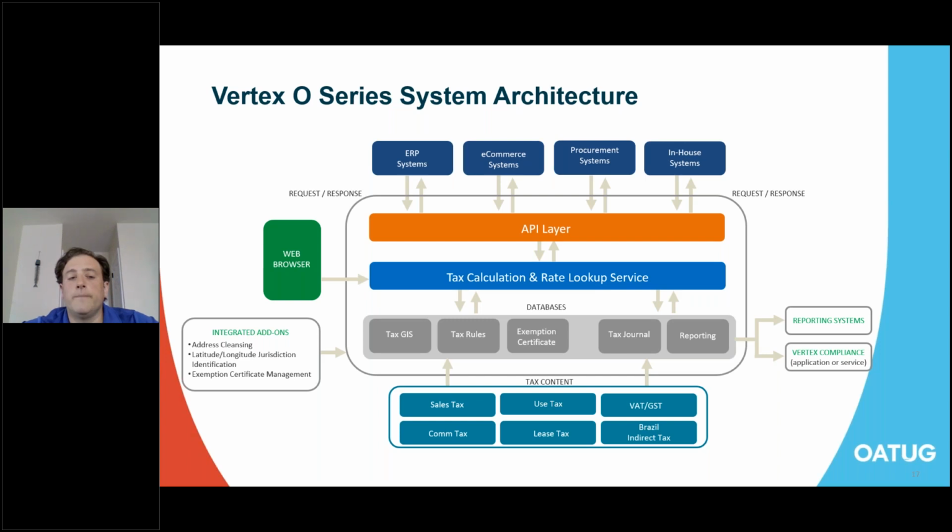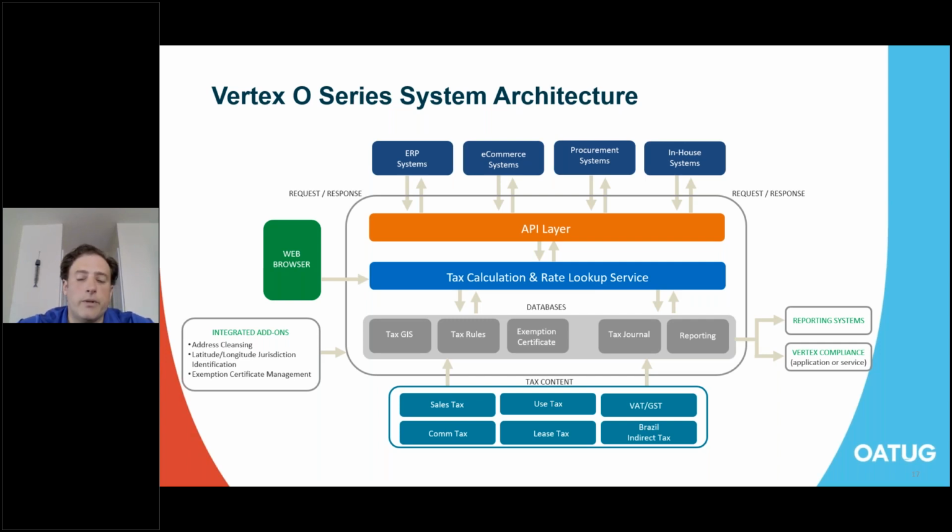So whether you're calling for tax from an ERP system or an e-commerce system, procurement, or any other in-house system where you need tax to be present, it's all the same tax calculation API, and it's all configured in the same location. So your tax department can configure all of this however they see fit, and it's one call across many, many systems. It's very powerful, and it facilitates a lot of complex use cases where maybe you need more than one kind of tax to be calculated.